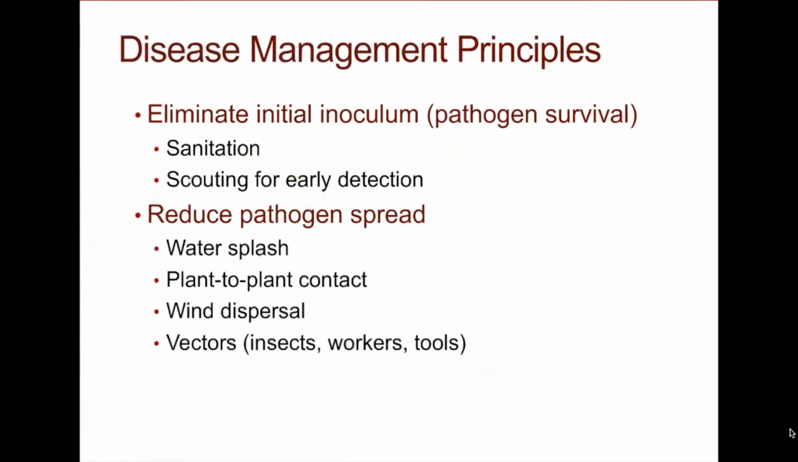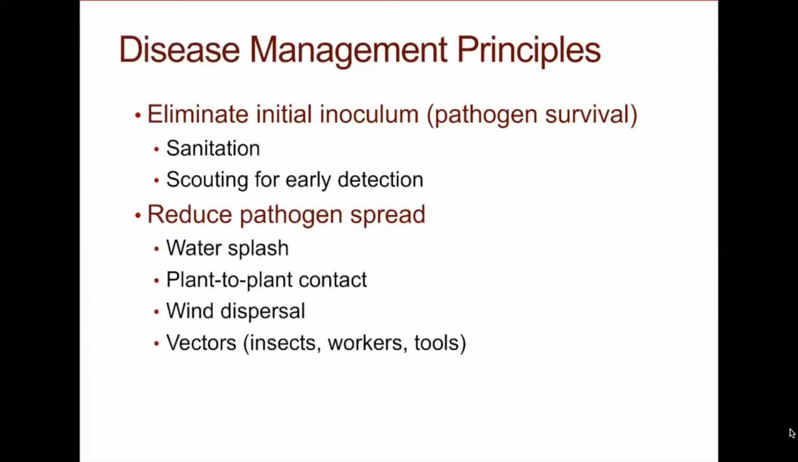Okay, so for the disease management principles, we have that first one, eliminate that initial inoculum or the pathogen survival. And we mentioned that earlier with the different previous years of the residuals of the diseases, that we need to get rid of everything. So that's really key with sanitation. With sanitation, we want to remove that initial inoculum, the inoculum being the pathogen itself, and we want to completely remove that as much as possible. I know it's not a good thing to say 100%, but we want to try to remove it as much as possible.